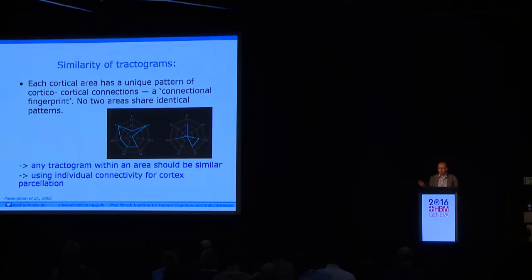And we see that for these two areas on the left and the right, they are different. And we know that within each of these areas, they are homogeneous. So we can exploit this and use the same idea in diffusion tractography. So define an area by its connections.